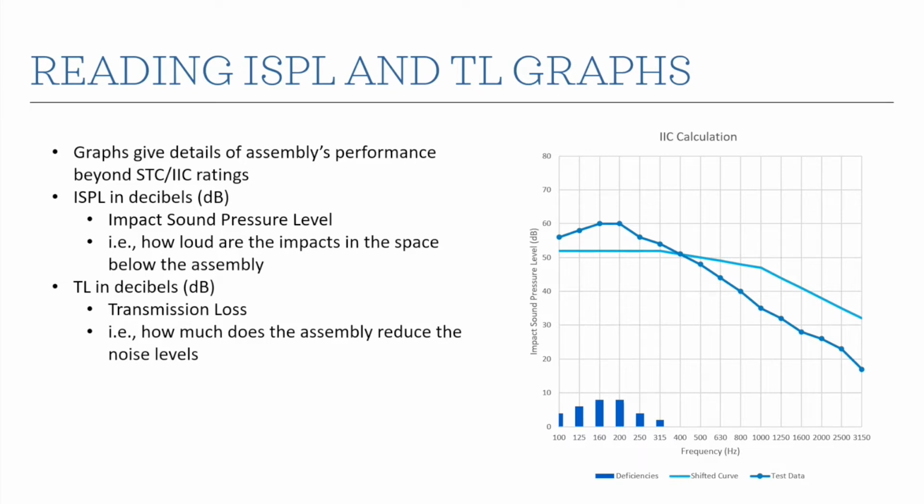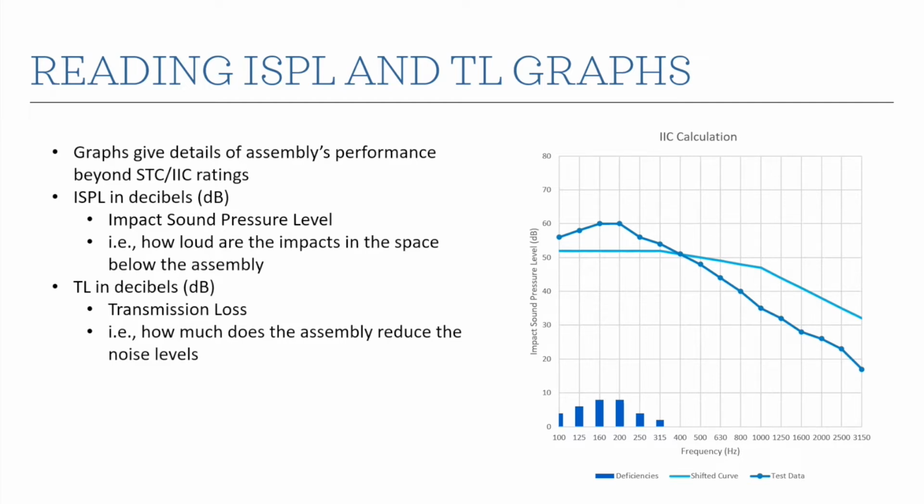When we're looking at IIC ratings and IIC tests, what we see on this graph are ISPL levels, ISPLs in decibels. ISPL stands for impact sound pressure level. And really that's just how loud are the impacts in the space below the assembly. So when we're tapping on it on the top, how loud is it down below?